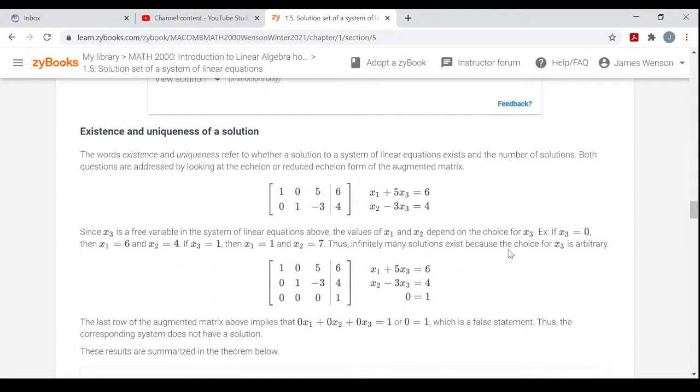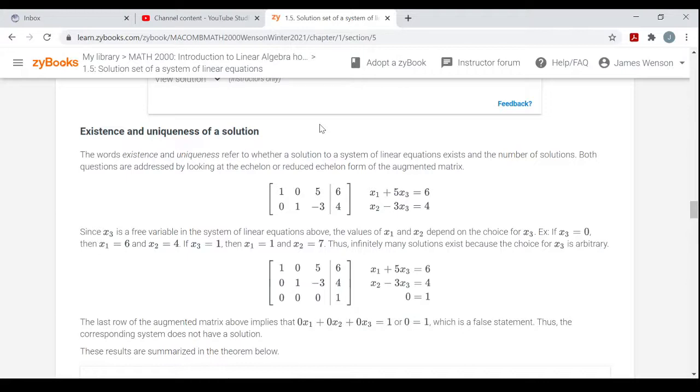All right, so now into the part where it's titled Existence and Uniqueness of a Solution. So the first question will be, does a system have a solution, right? Does a solution exist? Is the system consistent or inconsistent? And then if it's consistent, if it has a solution, the second question will be about uniqueness.